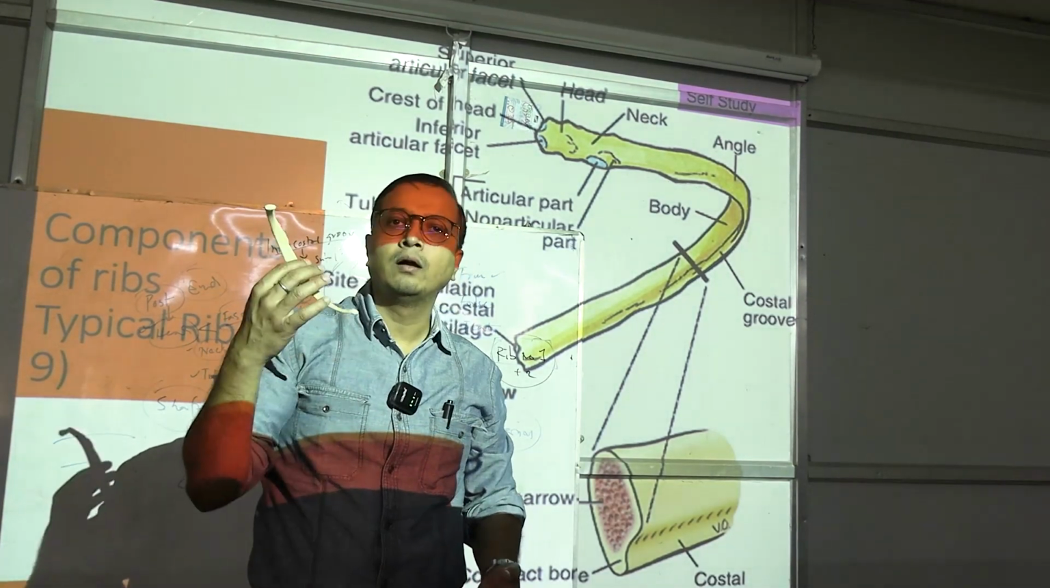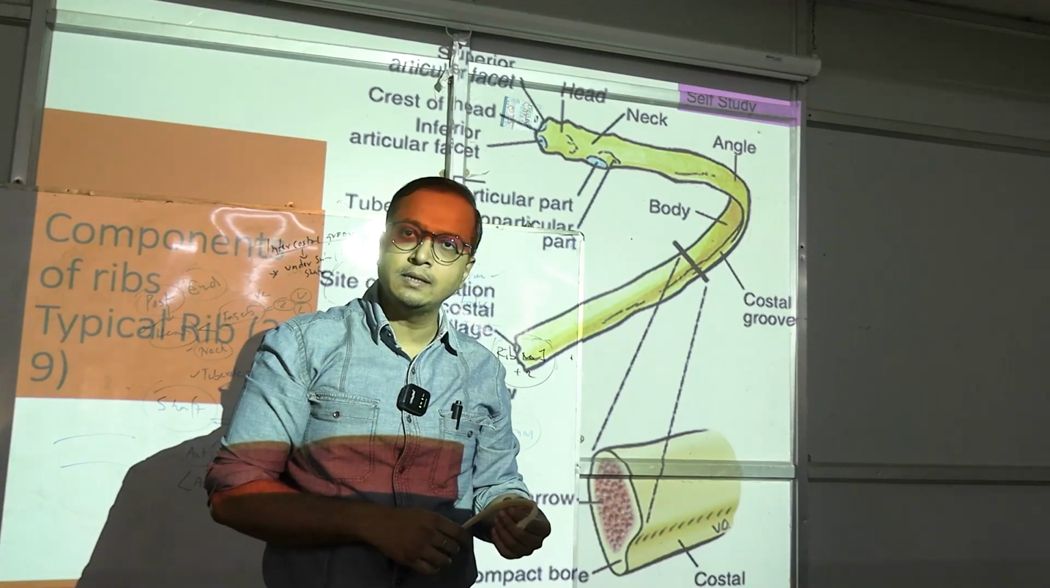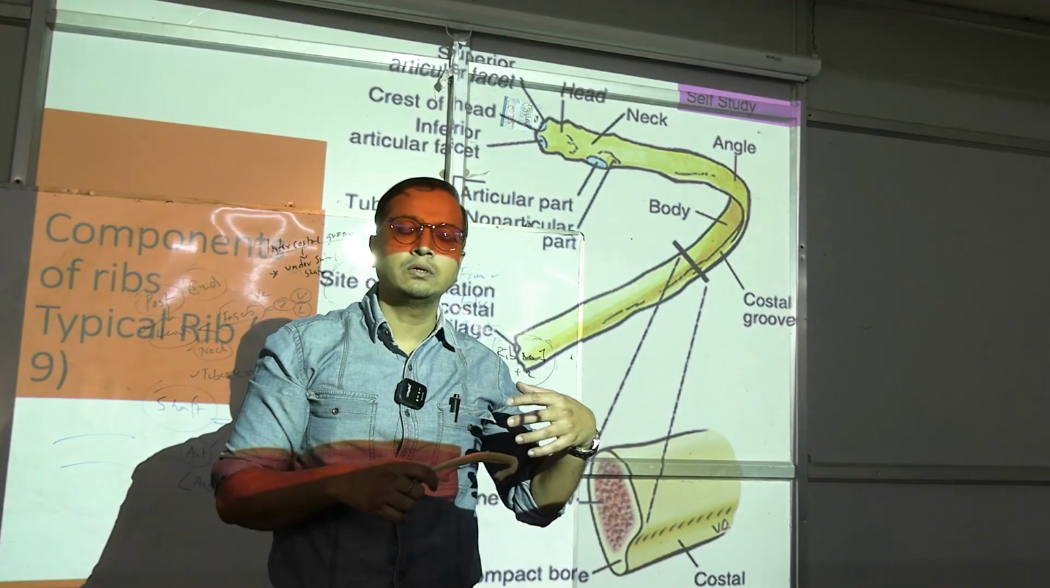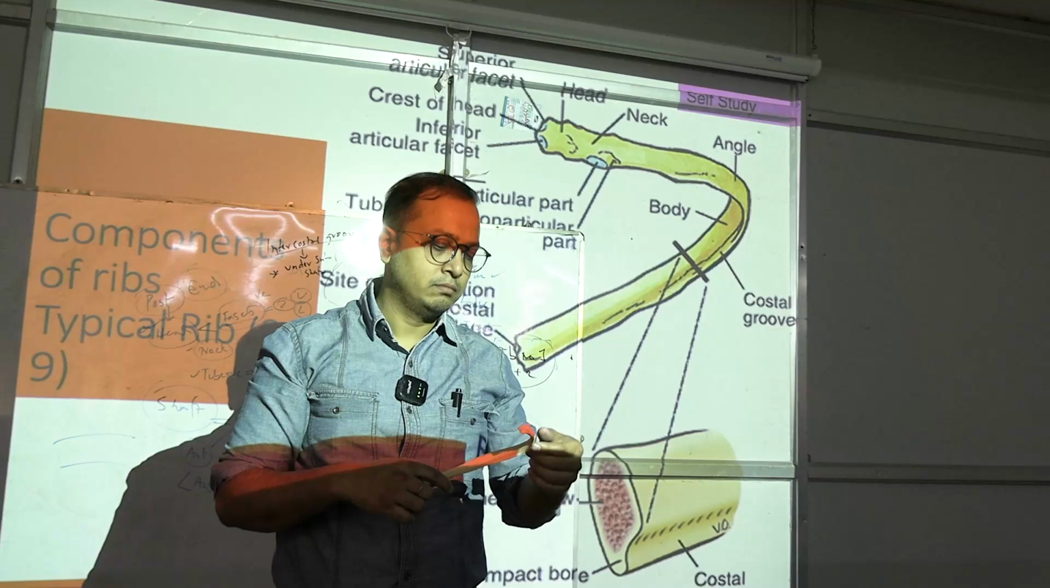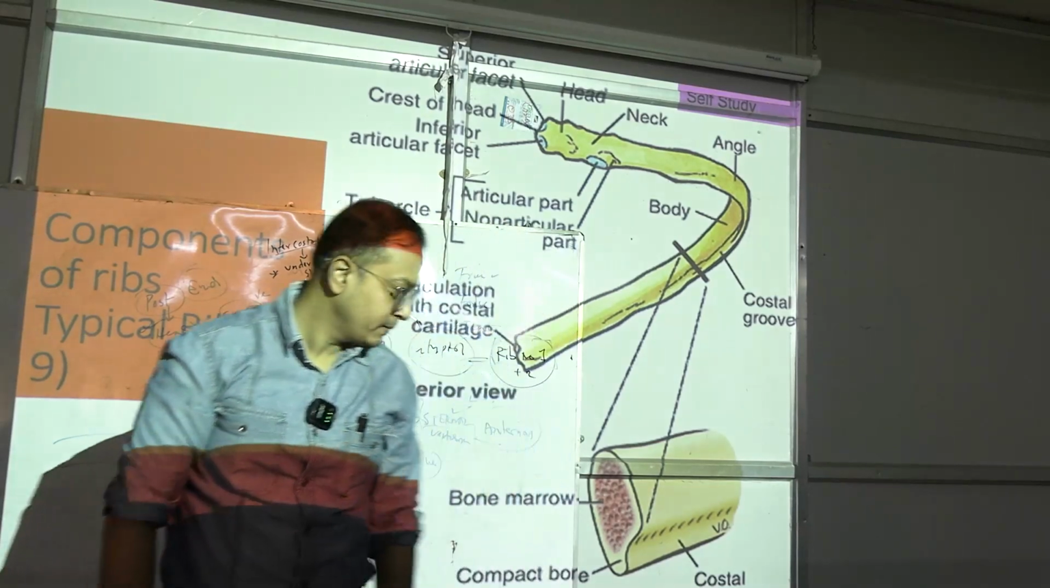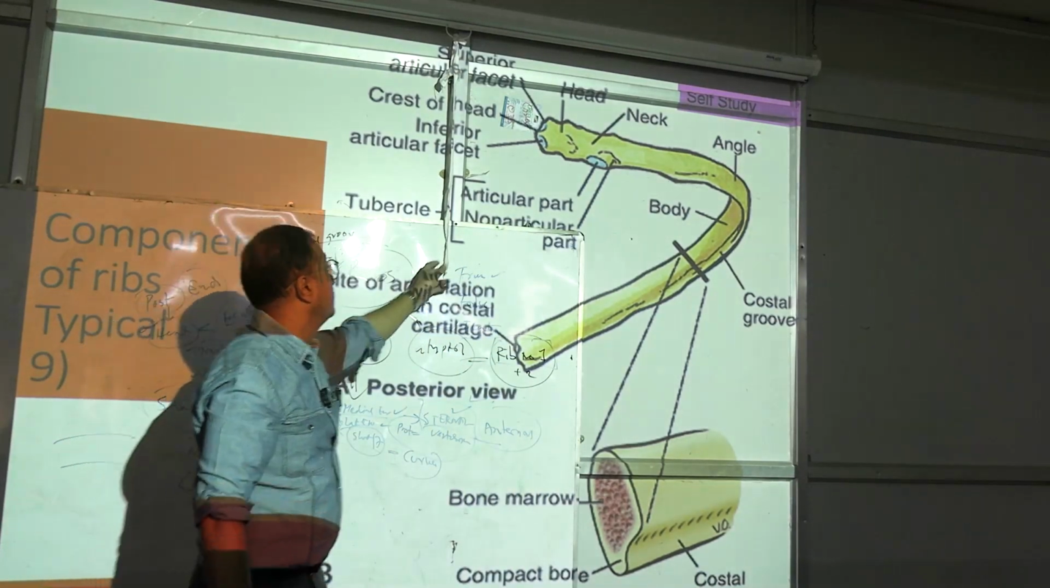About this bone, whenever you are holding it, identify the sides: right side or left side, anterior, posterior, superior, inferior. It is easy to identify and easy to go by. Okay, good. Doubts, questions?